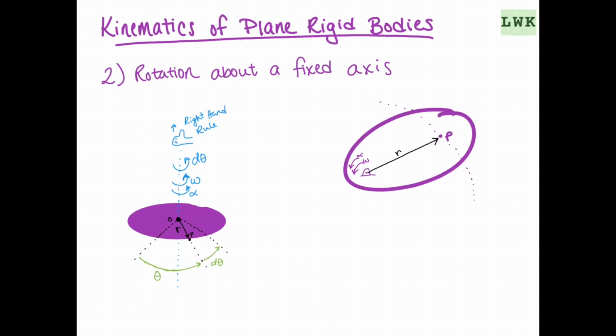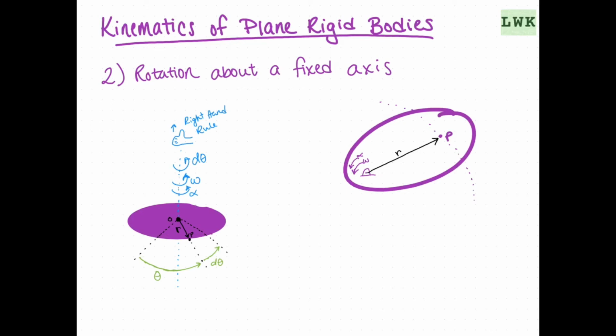Now you can see we've drawn another sketch on the right, as if we're looking down on this plane rigid body. So our axis would be pointing up at us, and we've drawn the same situation that we have on the left. What happens now if we want to find the velocity of this point P? Again, any point rotating about a fixed axis is going to have a circular path of motion, so P is going to be moving in a circle.